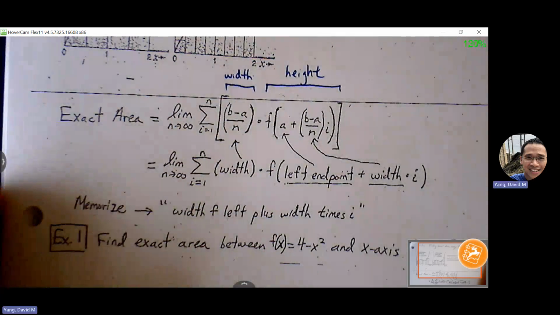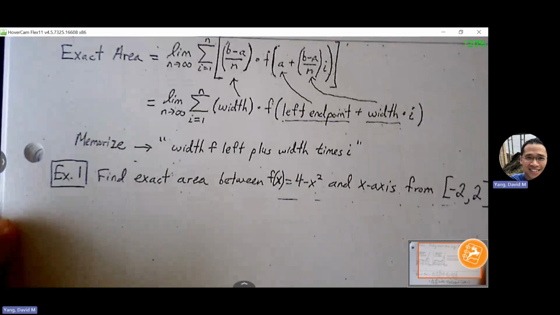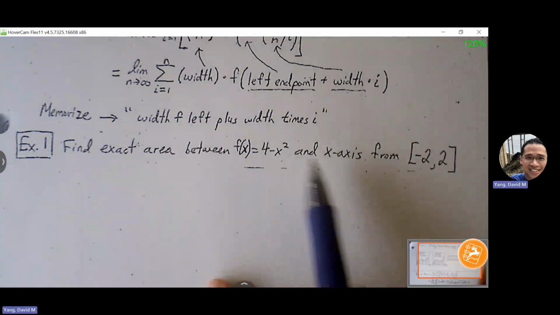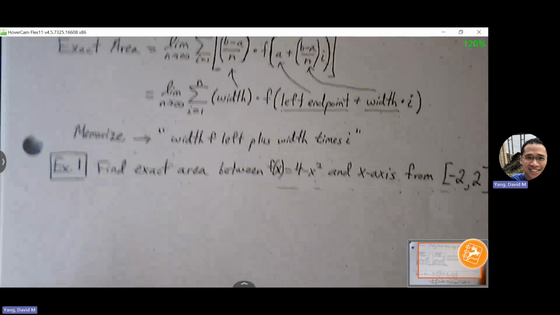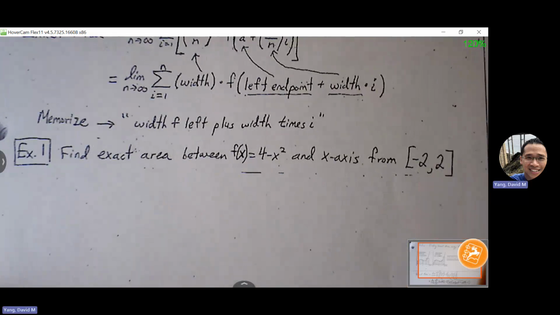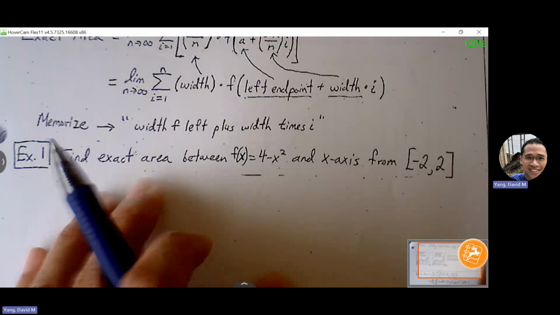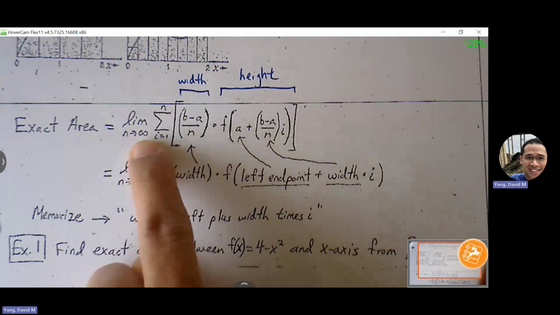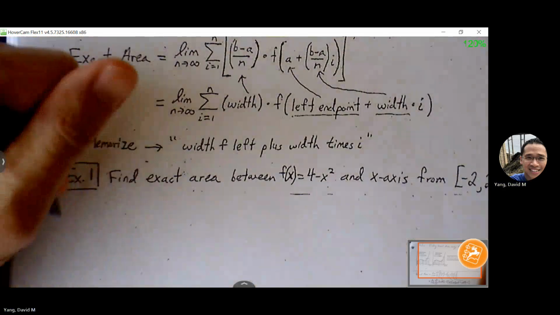Okay, so let's go through example 1 here. It says find the exact area between our function 4 minus x squared and the x-axis from -2 to 2. So we're not saying, oh, just use 4 rectangles or just 50 rectangles or just 5 rectangles. We want to use n rectangles and then push n out to infinity. Okay. So first things first, let's find the width.